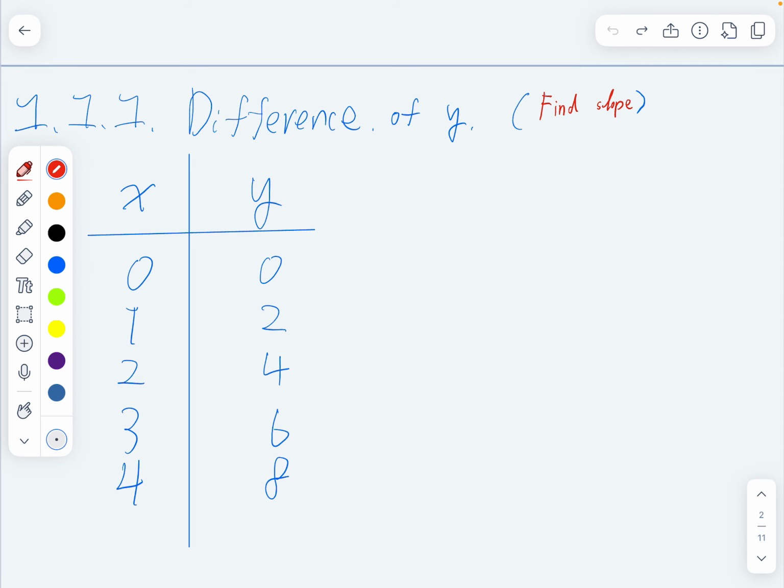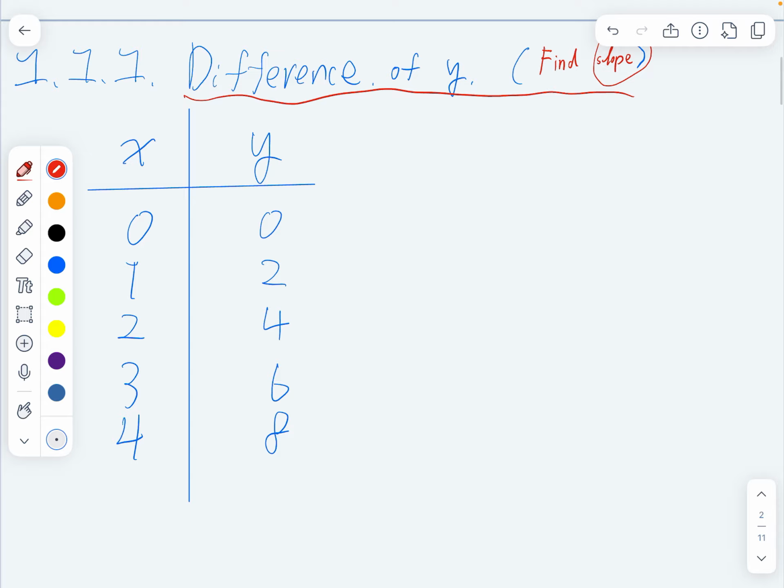linear relations. That's from the table. Also, we're going to find the difference of y. It's also going to be the slope. So how do we find the slope? We can use this table.